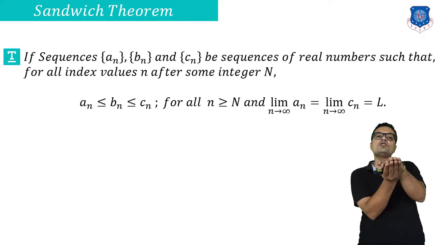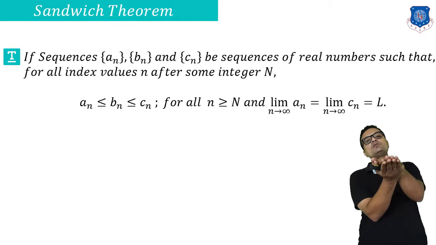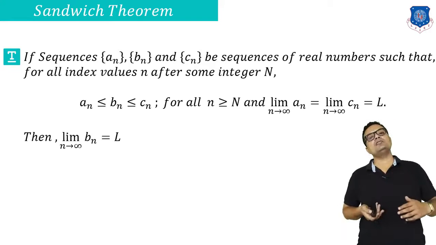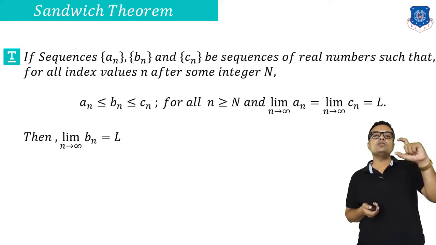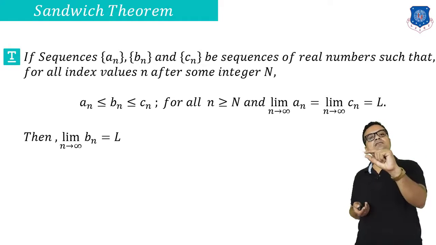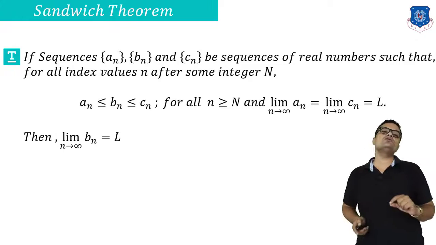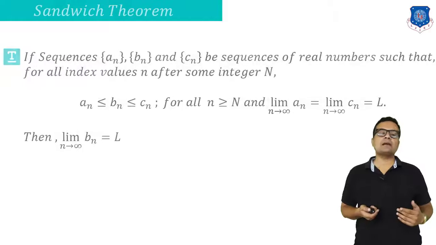And then I am imposing one more condition on it: if the values of an and cn, meaning the lower layer and the upper layer, are moving towards the same value, then automatically you can see the filling, which remains in between these two layers, is also moving towards L. That is nothing but our conclusion. If the upper and the lower bounds are moving towards a certain value L, then obviously the value which is dominated by these two will also move towards capital L.